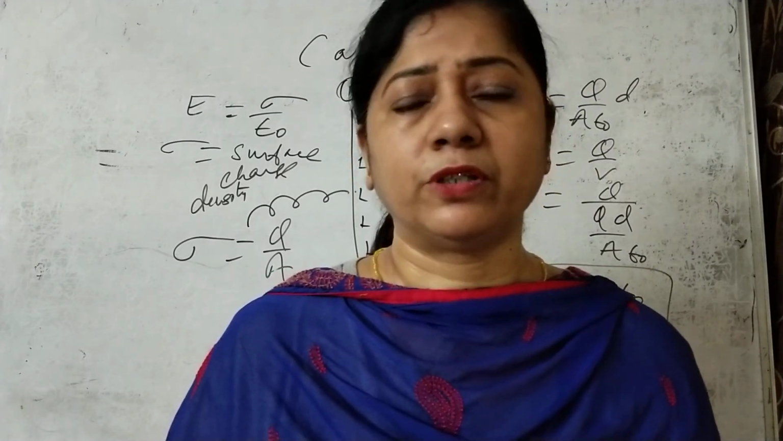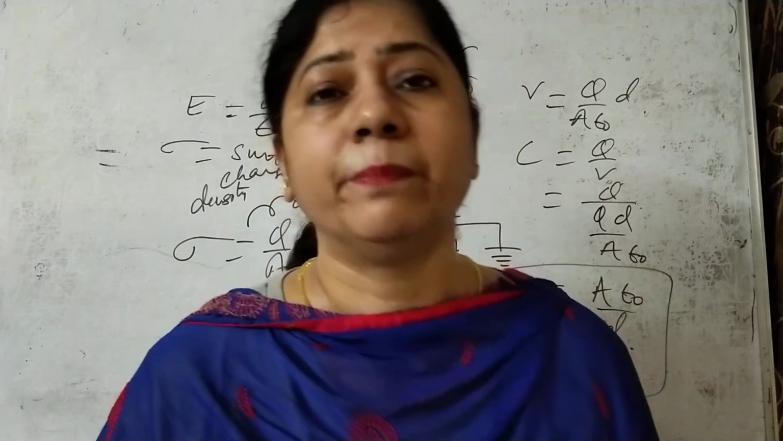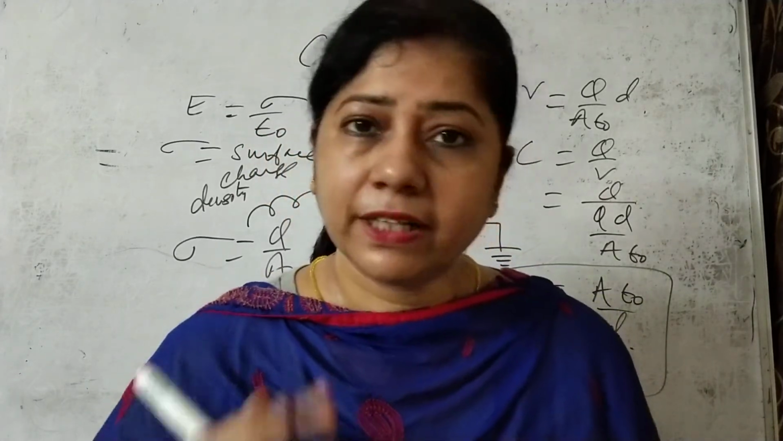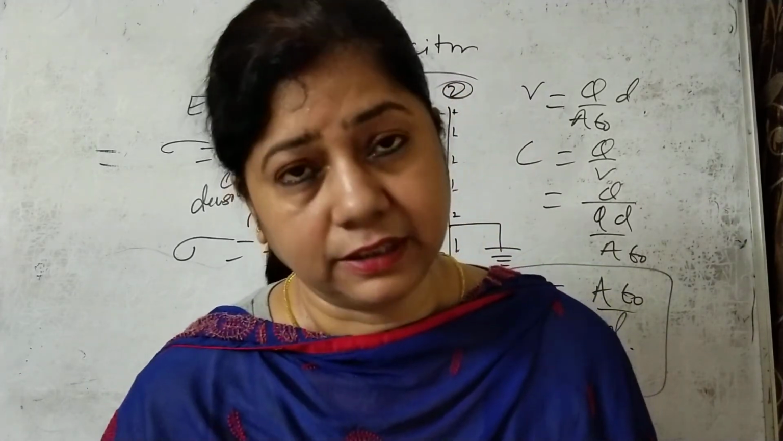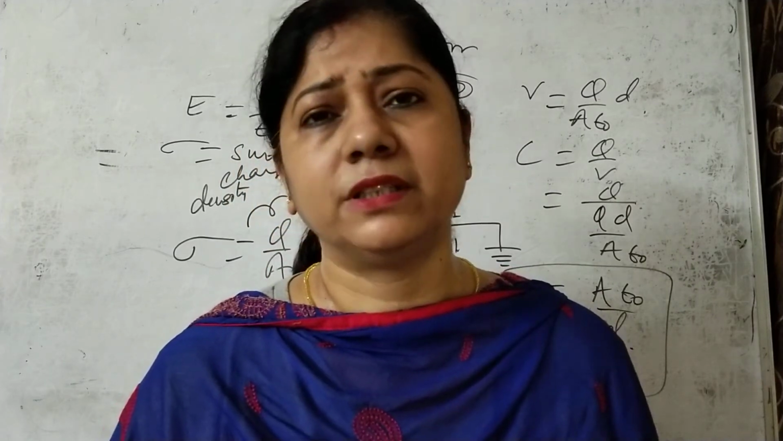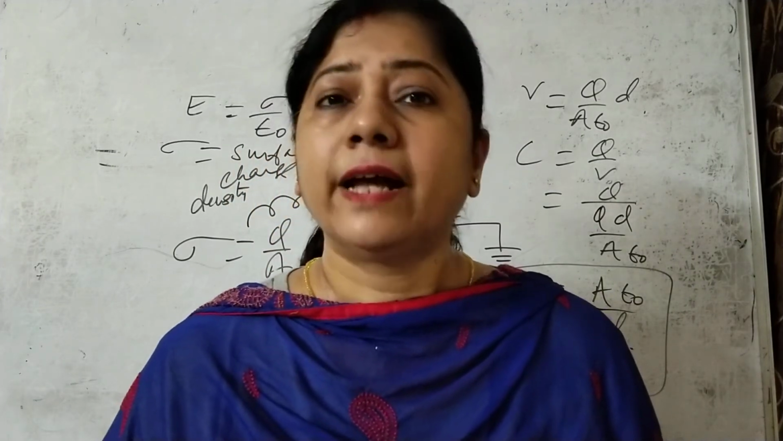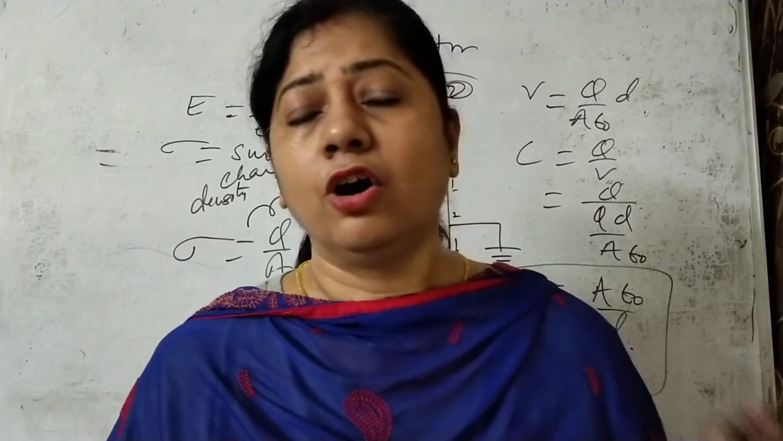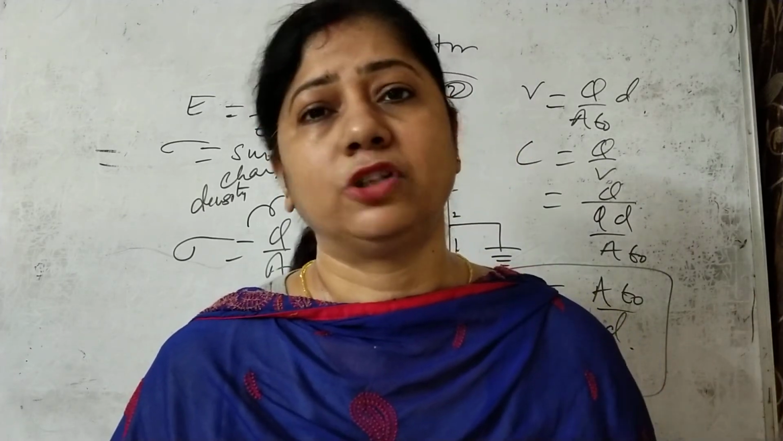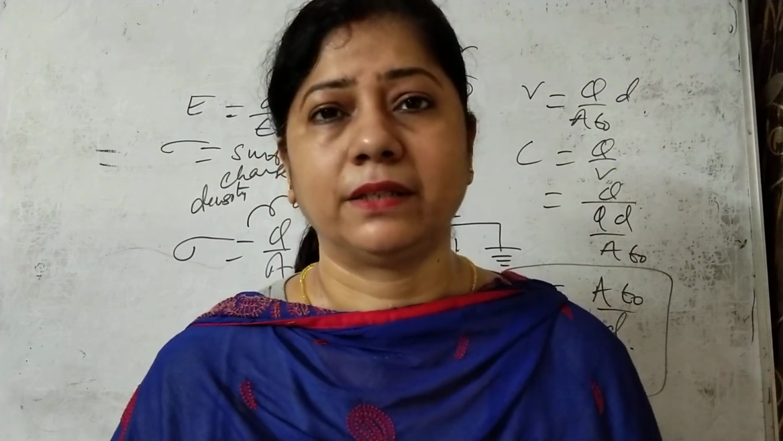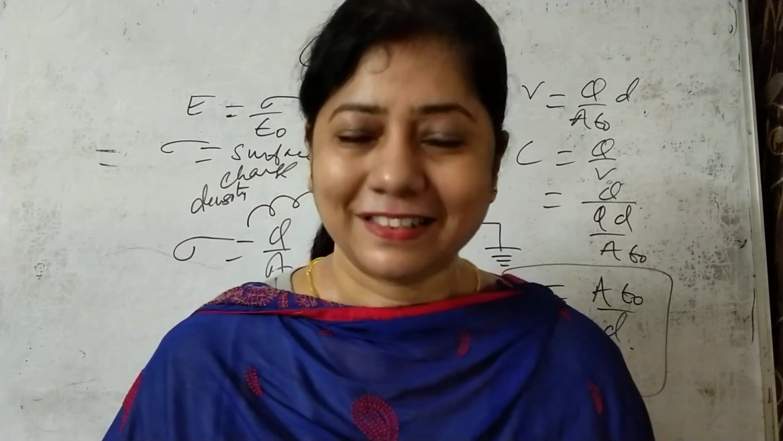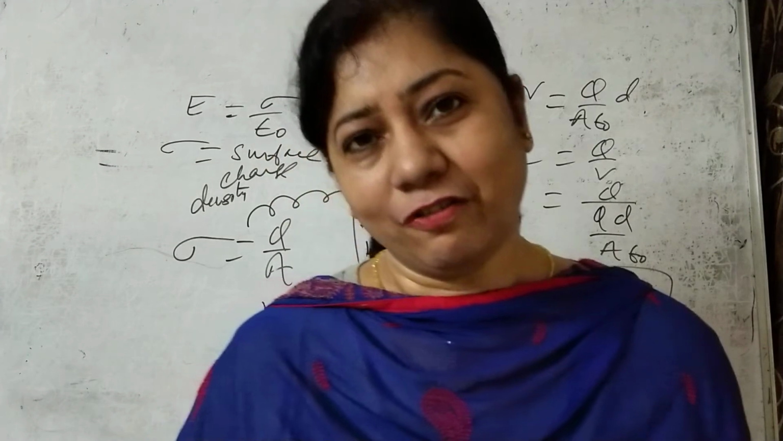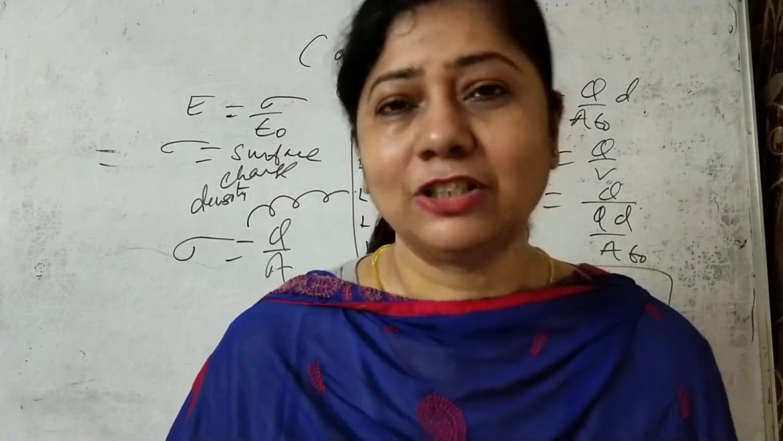Whatever shape or size you take, you have to make it mandatory that one plate is given the charge, the other one is earthed, and you keep a very small separation between the two, so that the capacitance depends only upon the area of the plate and the distance between the plates. If the distance is less, the capacitance is more. So that is the basic formula that we did for the capacitance of a capacitor.